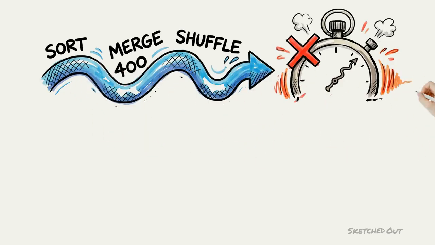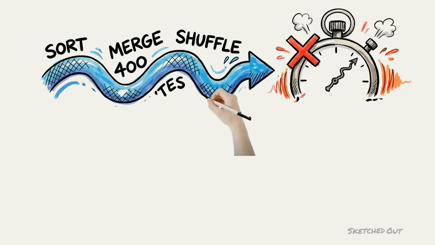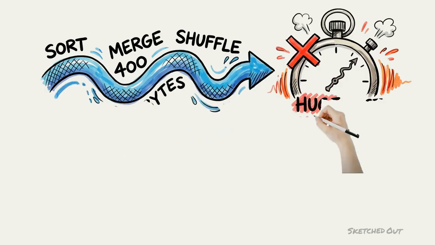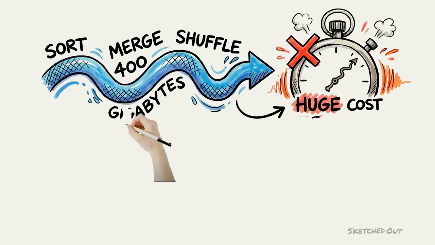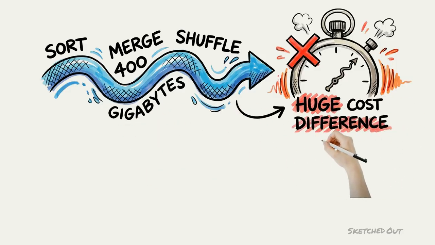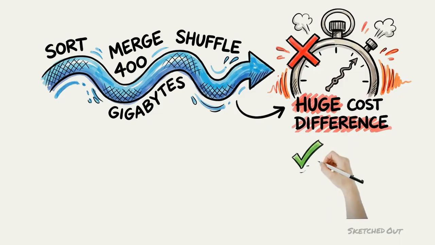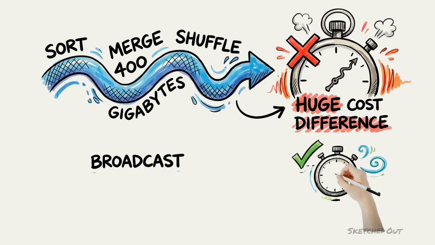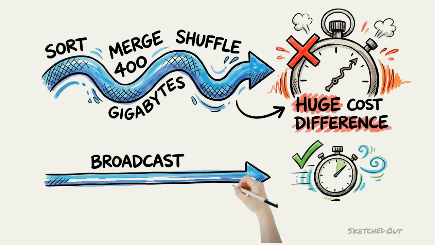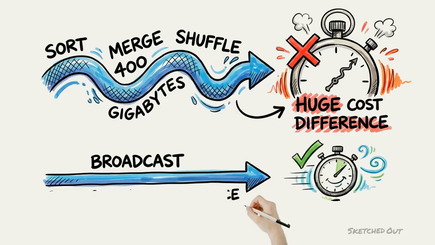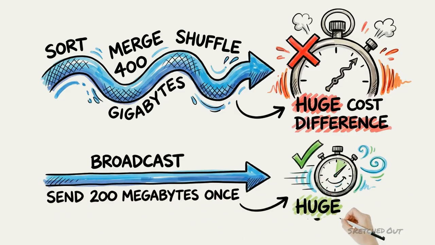The 400 gigabyte swipes table never moves. Only the small merchant table does, once, to every machine. The savings here are not marginal. You went from shuffling 400 gigabytes to not shuffling it at all. Two paths. The top reading sort merge, shuffle 400 gigabytes, and the bottom reading broadcast, send 200 megabytes once, with matching stopwatches showing the cost difference.